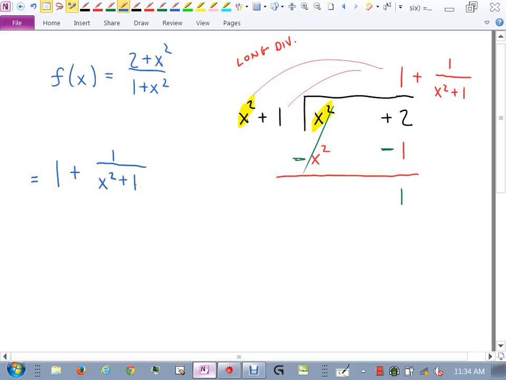This is going to be nicer than the other one because do you know what the antiderivative of 1 is? X. And it's separated by addition, so I can do these separately. Do you know the antiderivative of 1 over x squared plus 1? Arctangent of x. So now our capital F will be x plus arctan x plus c.